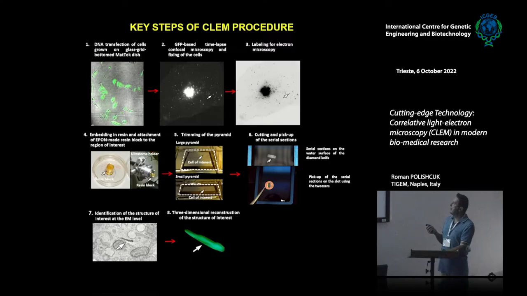So after immunolabeling against GFP or some epitope of the protein of interest, we embed the cell in resin. Here you can see where the cells were. We attach the resin block, then we trim pyramids, and the pyramid could be as small as a single cell. Then serial sections are produced, picked up on a slot grid, and analyzed under the electron microscope with subsequent 3D reconstruction of the structure of interest. Here I would like to show you one of the first movies which we made.